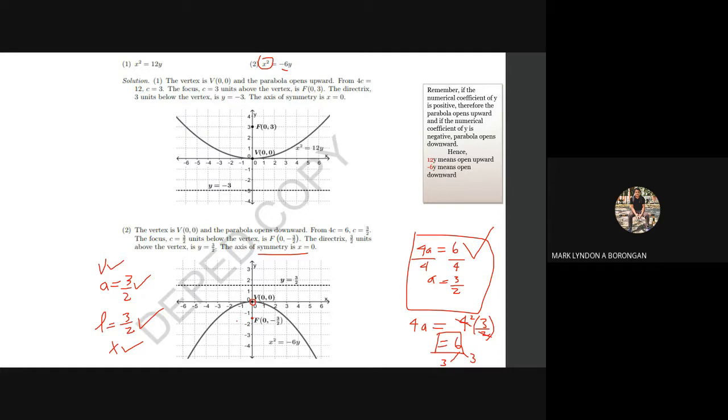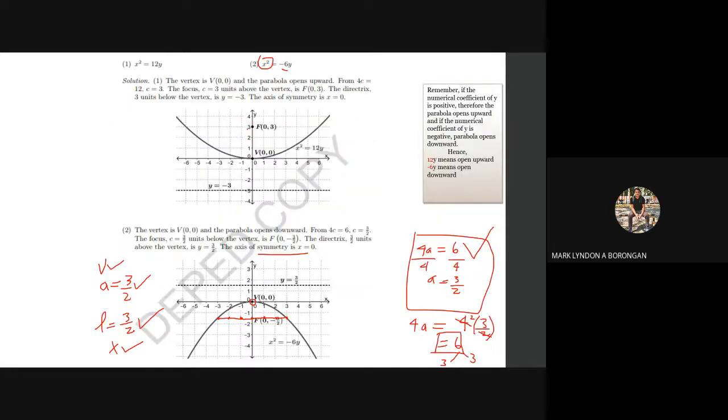Now, from our focus, we will count 3 units. So 1, 2, and 3. So it lands exactly on negative 3, right? Because you walk 3 units. So 1 again, 2 again, and 3 again. So if we total it, 1, 2, 3, 4, 5, 6. So a total of 6 units. So that will be our latus rectum, guys.